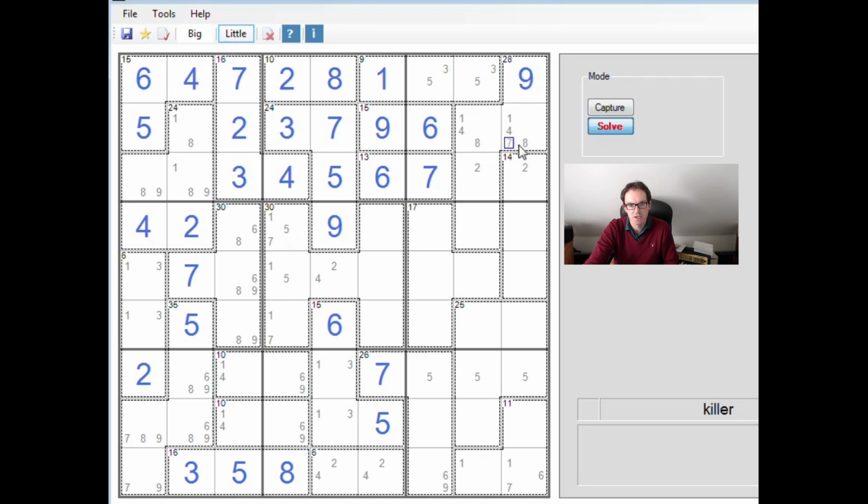So 28 plus 14 is 42, plus 25 is 67, plus 11 is 78. So I know that this square and this square must sum to 12, which means this is a 7 or a 9. And we have a 7 in the row, so in fact that's a 9. 3, 5. That's nice. That removes the 5 from this square. Okay. 5s, 3s.